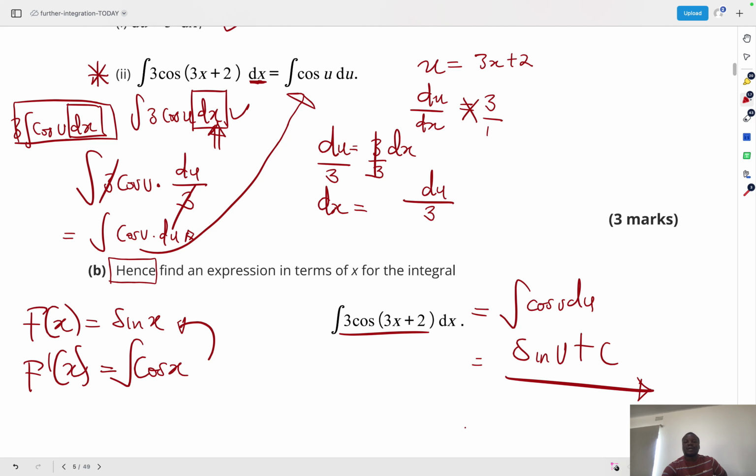Now if you want to replace your u, since your u is 3x plus 2, you can say this is sin(3x plus 2) plus some constant c. Like I said, integration is basically the opposite of differentiation, and to enjoy integration you must be good at differentiation. Okay, so let's look at another question and see if there's anything nice here.